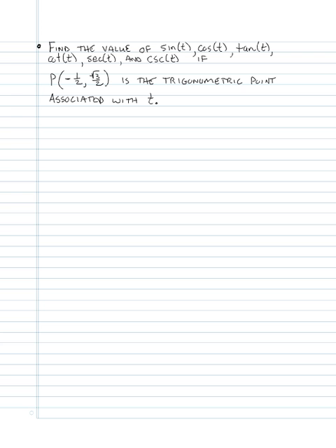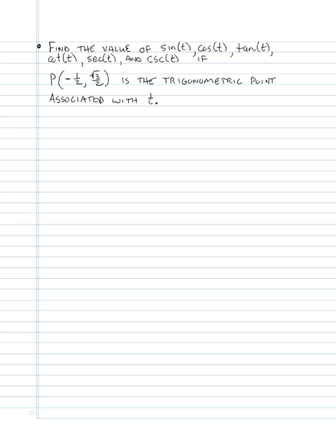So the first task we're assigned here is to find, and I really should say the exact values, the value of each of the trig functions: sine of t, cosine of t, tangent of t, and so on, if the trigonometric point associated with this number t, we don't know what the number is, but this trigonometric point is the point negative 1/2 comma square root of 3 over 2. So that point is actually on the unit circle. That's the assumption. Otherwise, we wouldn't be asking the question.